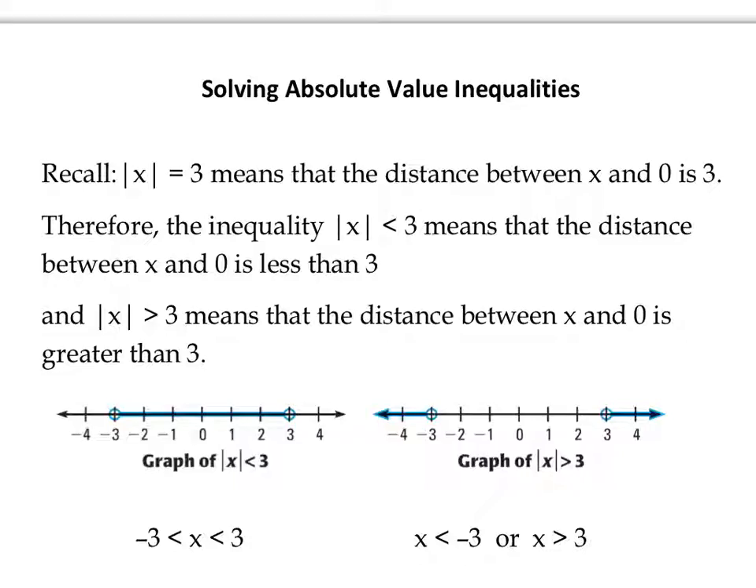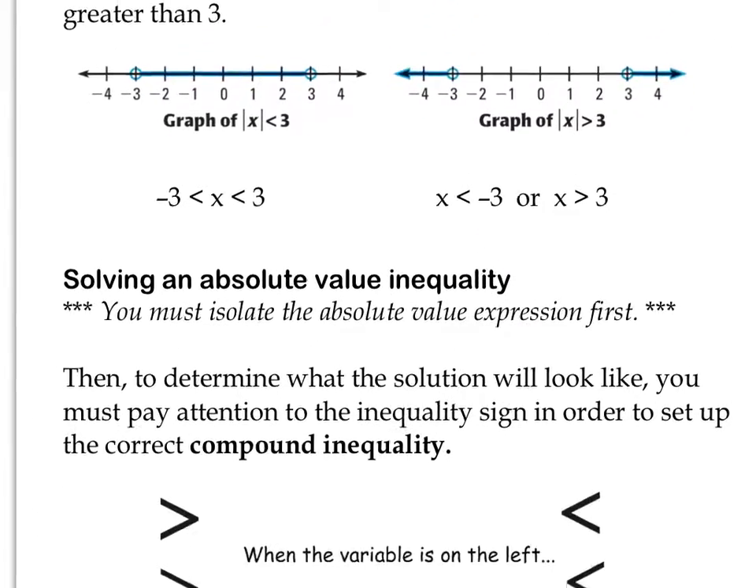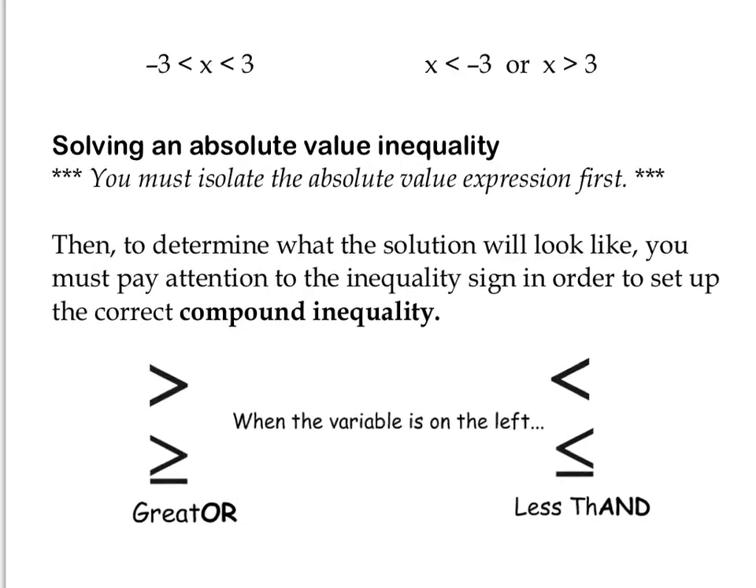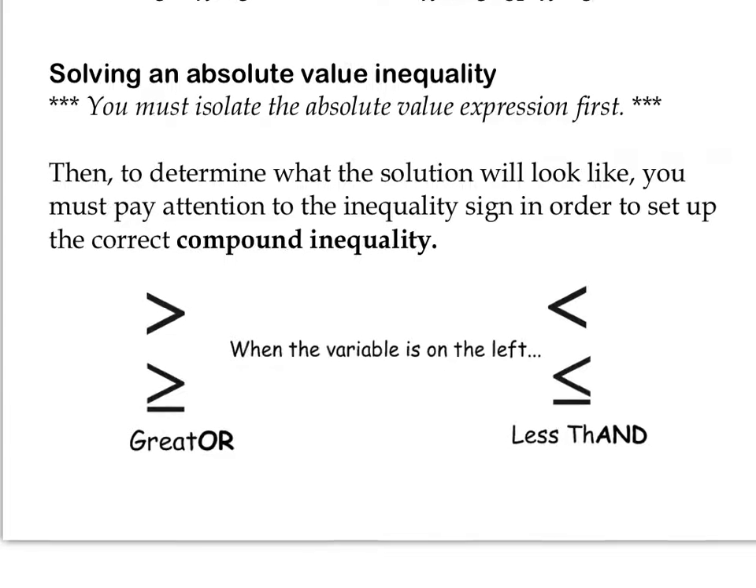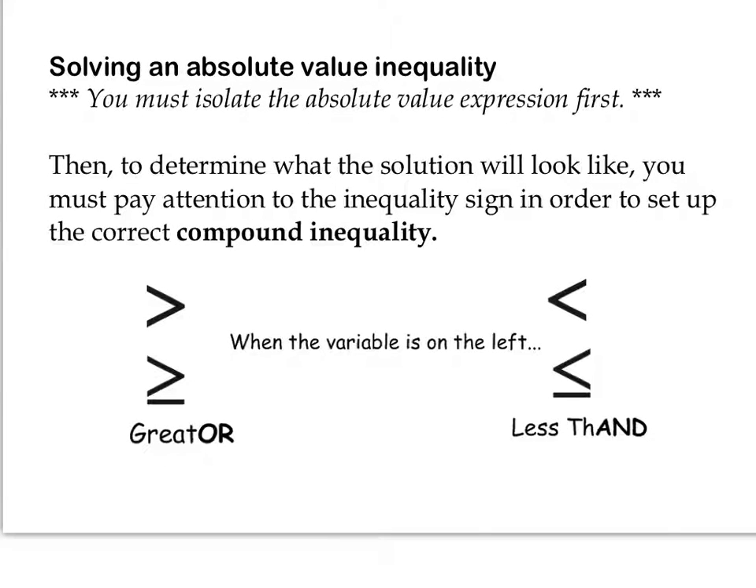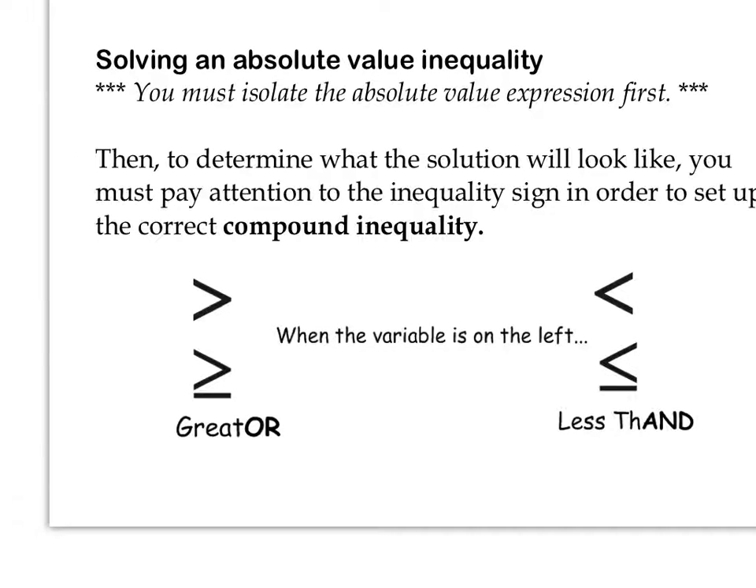Okay? When we solve an absolute value inequality, we want to isolate the absolute value expression first. We've seen that with the equations as well with absolute values. Get that absolute value part of the inequality by itself, and then we can go from there. When we're setting up our compound inequality, because every absolute value inequality is going to end up being a compound inequality, okay, we can set it up as a greater than or a less than.